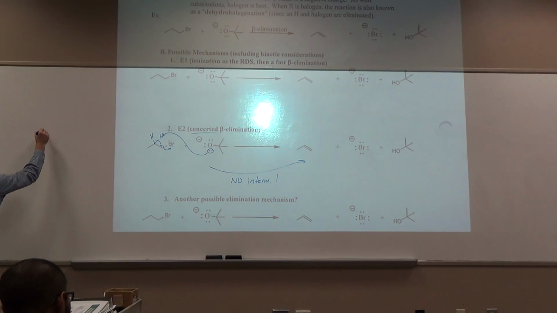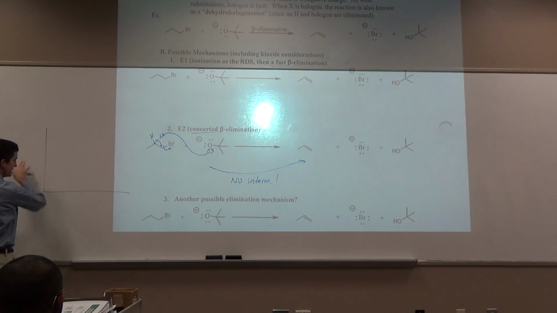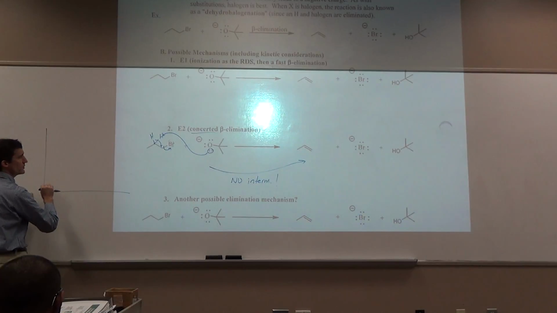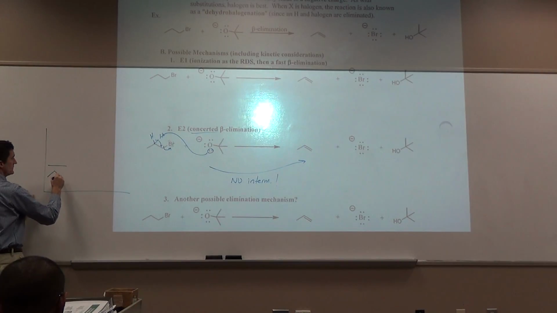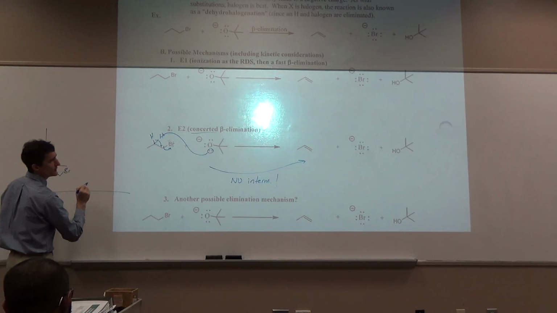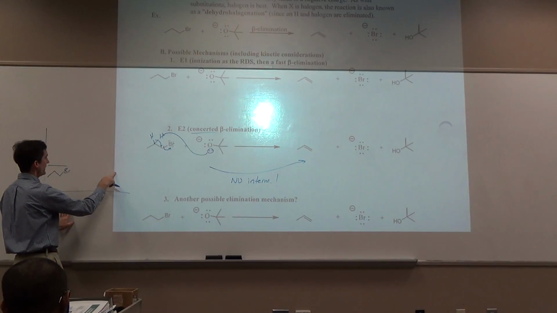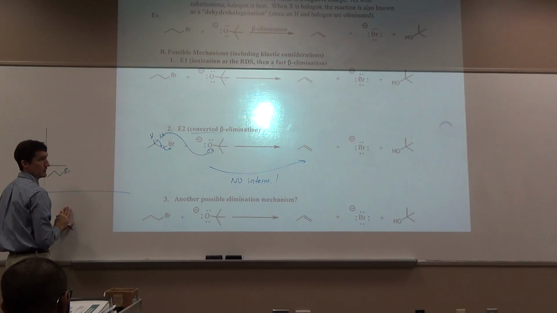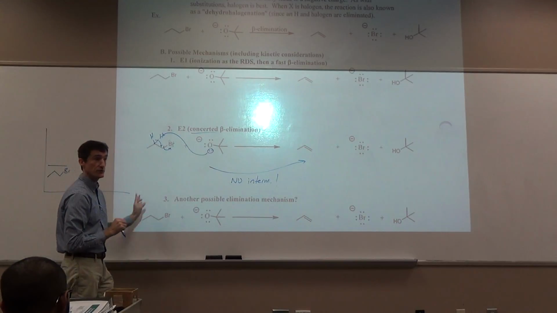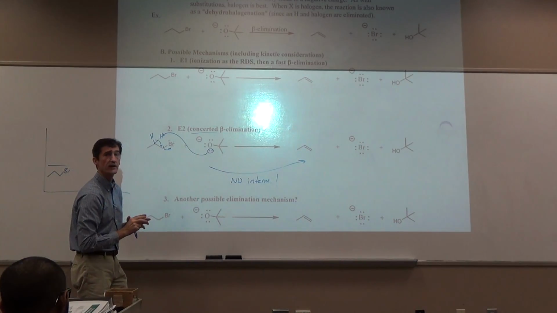If we did a reaction coordinate diagram, I'll be brief and won't label these appropriately. We have some type of starting material. This is our alkyl bromide. We go to product. Would you put this higher or lower compared to this? Is this reaction thermodynamically favored or not?